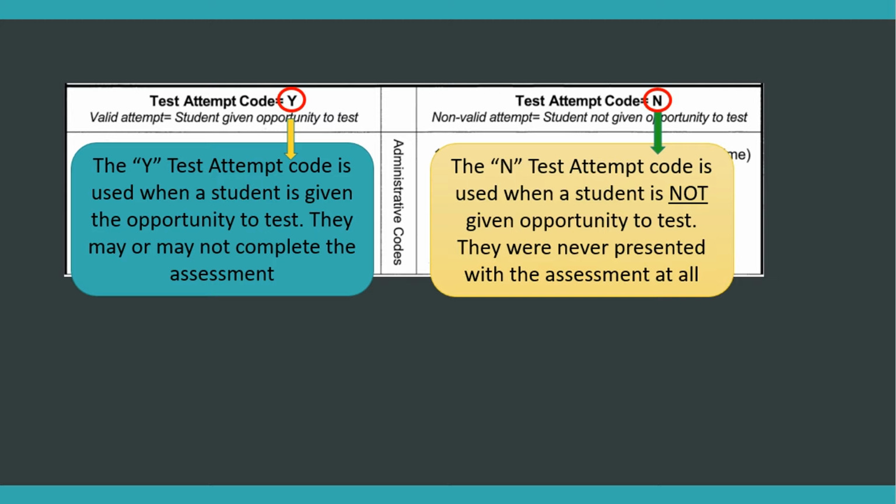The Y test attempt code is used for students given the opportunity to test. They may or may not finish the assessment, but an assessor sat down and attempted to administer. The N test attempt code is used when a student is not given the opportunity to test. They were never presented the assessment.